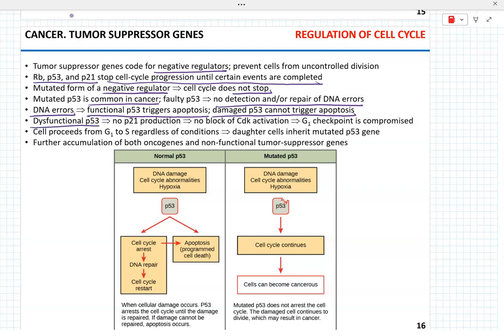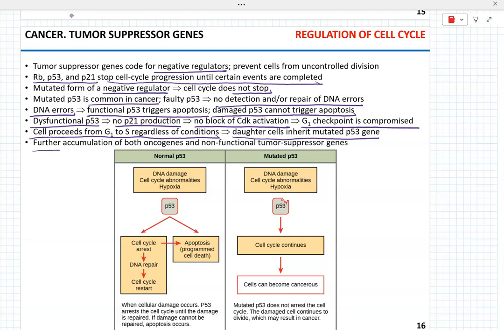Also, when p53 is dysfunctional, the production of protein p21 practically ceases, which means cyclin-dependent kinases are not activated and the G1 checkpoint is compromised. Cyclin-dependent kinases are constantly activated, which means if CDKs are active, p53 is dysfunctional, and p21 is dysfunctional, the cell can move from G1 to S phase regardless of whether it is ready for it or not, which means the daughter cell will inherit the mutations in the p53 gene.